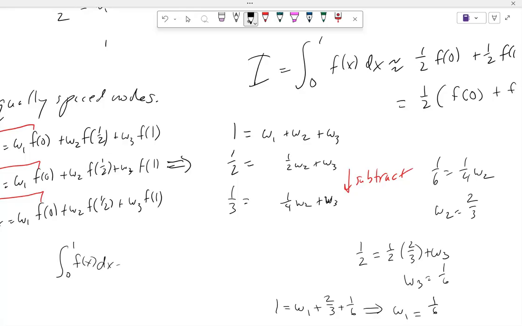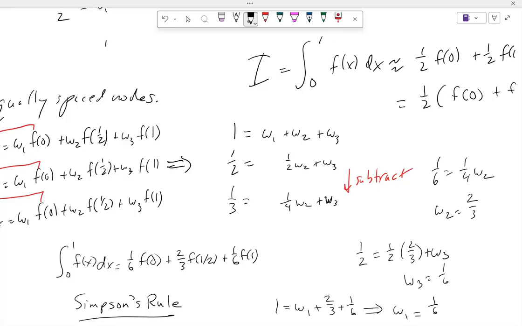So the quadrature rule that we just came up with is 1/6 f of 0 plus 2/3 f of 1/2 plus 1/6 f of 1. This is referred to as Simpson's rule. The previous one was the trapezoidal rule. This is Simpson's rule.